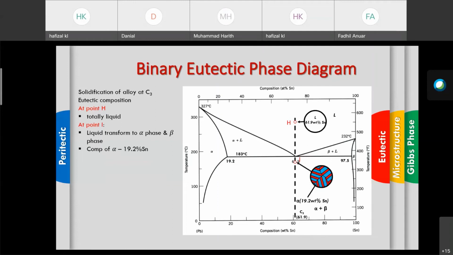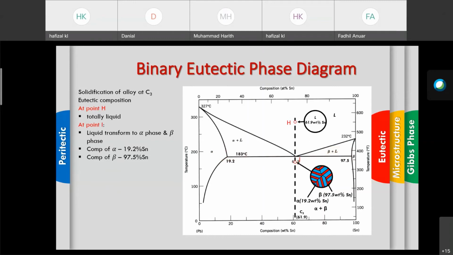alpha and beta. Okay, let's consider this value a little bit lower than 183 degrees Celsius, maybe 182.5 degrees Celsius. In order to take the composition of alpha and beta, we will consider this point. Straight away, take the value of 19.2 for alpha, and also 97.5 as the value for beta. Okay, the composition of alpha and beta is something like this.